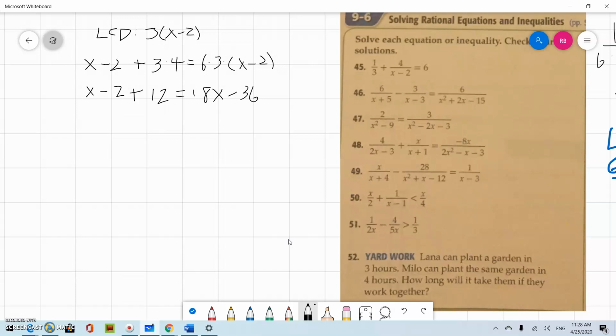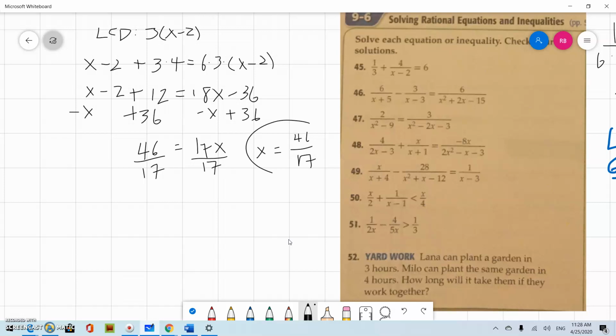So then we move all the x's to one side, and then numbers to the other side, as we simplify these, and so that becomes 46, and this becomes 17x. So then we divide both sides by 17, then we get x equals 6, I think. And you need to plug it in to see if it's correct. So let's do that. And if you plug back into the x, and it does give you 6, so this is the correct answer.